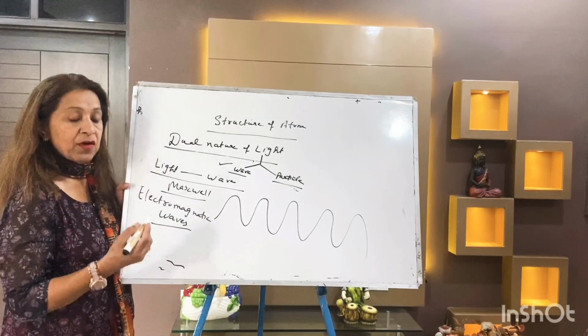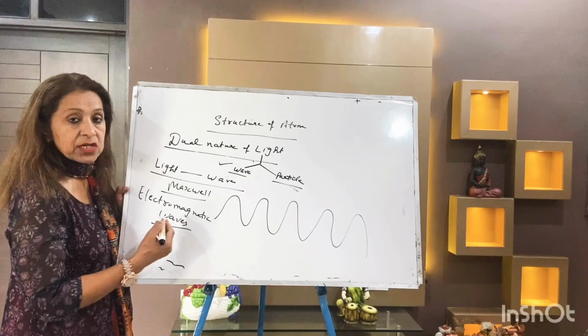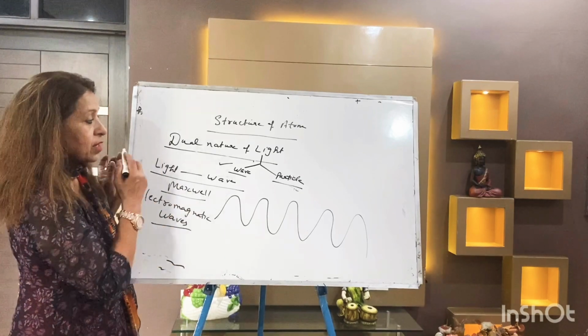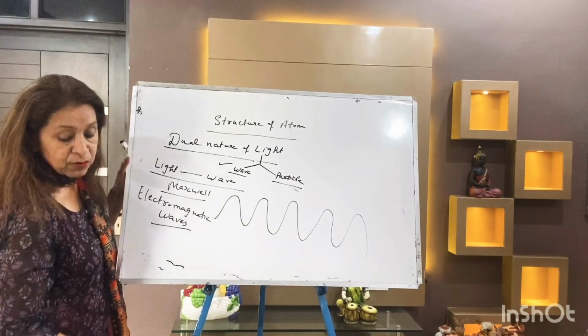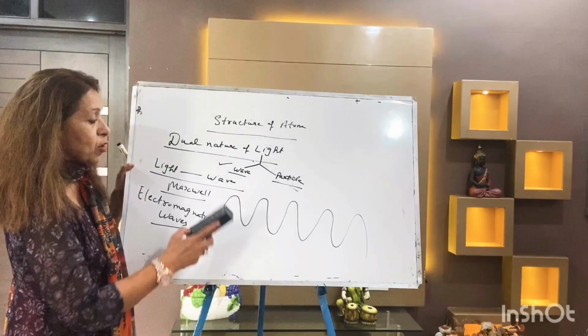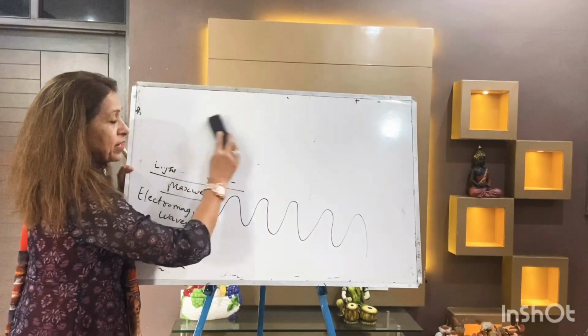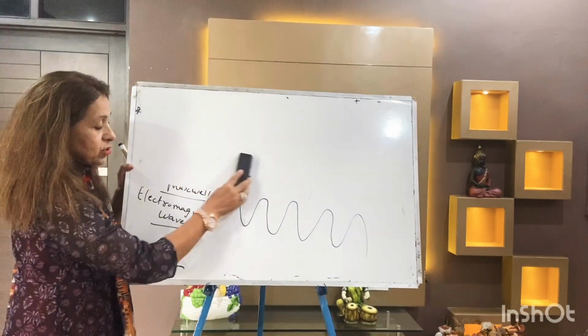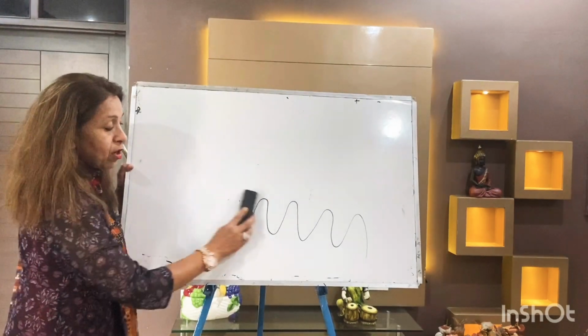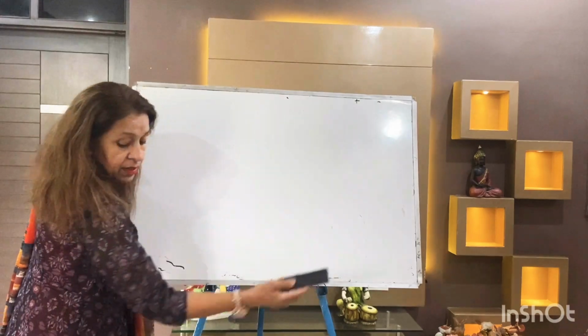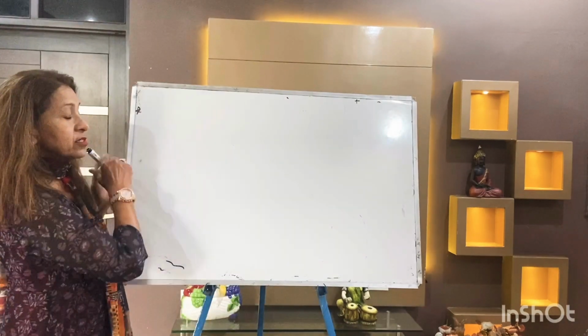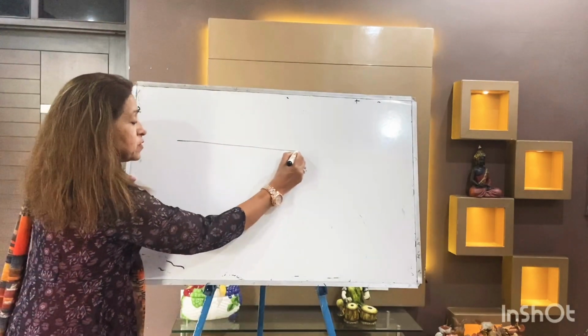So first of all we will start with the characteristics of electromagnetic waves. I think you must have written what we have started. We have started the light topic today. We will start with light as a wave, and after that particle. Light waves are also called electromagnetic waves. Let us start the topic, characteristics of electromagnetic waves.